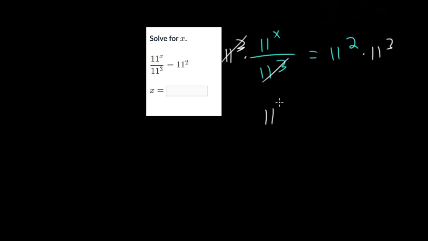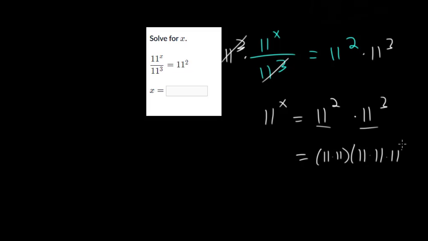So I have 11 to the x equals 11 squared times 11 cubed. This is more an exercise in multiplying powers, but we have 2 11s multiplied together, and then 3 more 11s multiplied together here. Let me just write those out. In total, you're going to have 5 of them. So we can rewrite this as 11 to the 5th, and you can see that x would have to be 5 in this case. That's one method to solve this, and frankly, that's probably the easiest method.